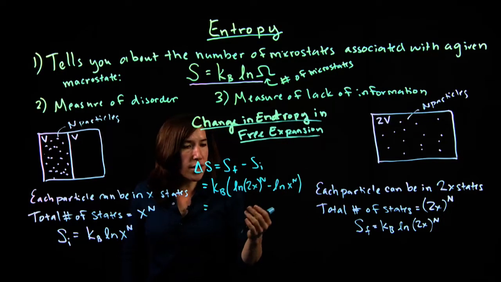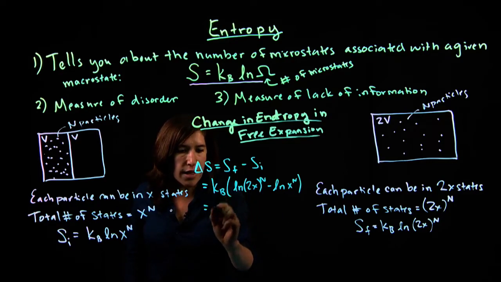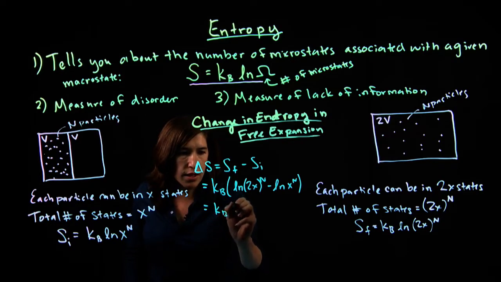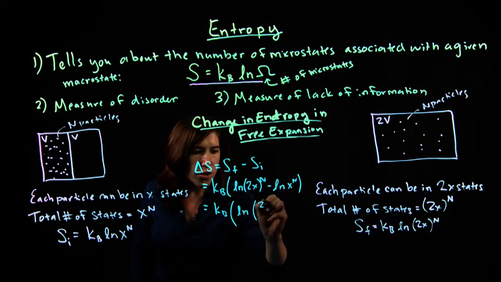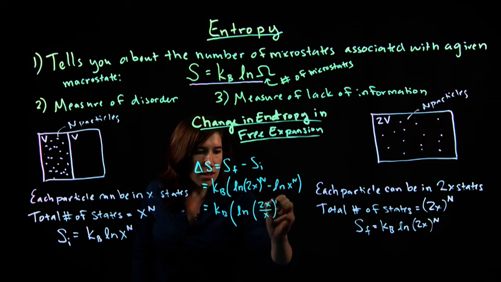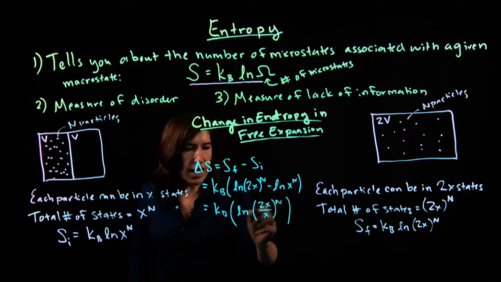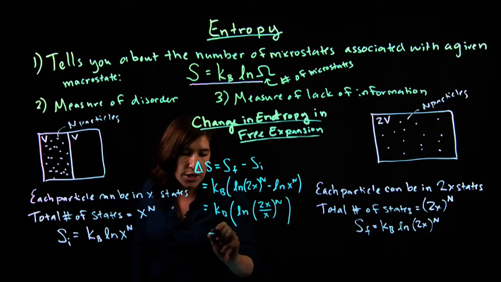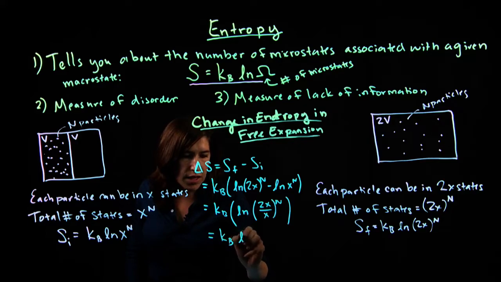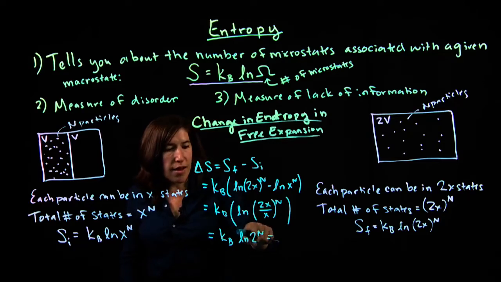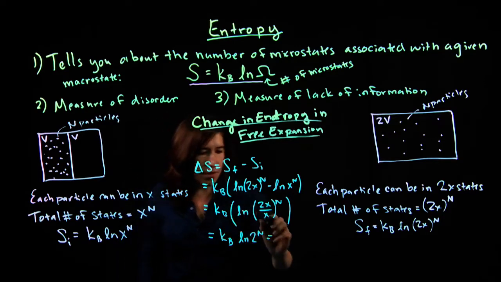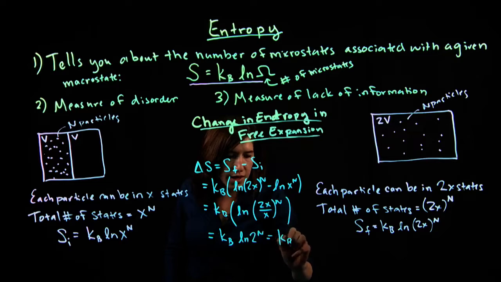And then if you remember your properties of natural logarithms, we can combine these. This is the natural log of 2X over X, to the N. And so the X's cancel, which is good because we didn't know that information anyway. And so then we end up with Boltzmann's constant times the natural log of 2 to the N, which again, remembering your properties of logs, when you have an exponent like this, the N can be pulled out in front. So it's k_B N natural log of 2.